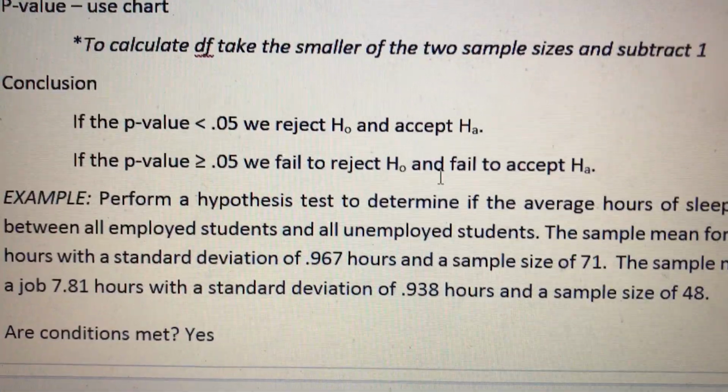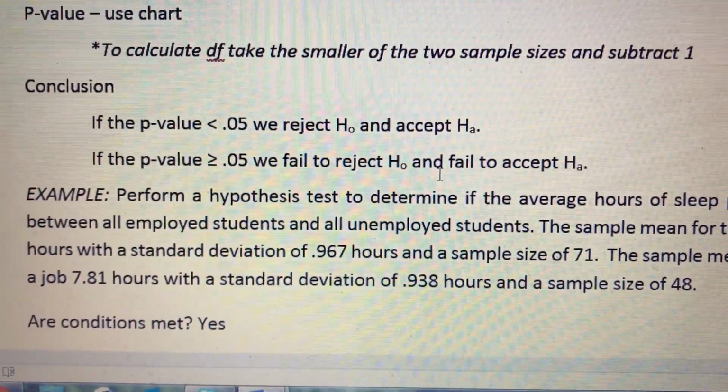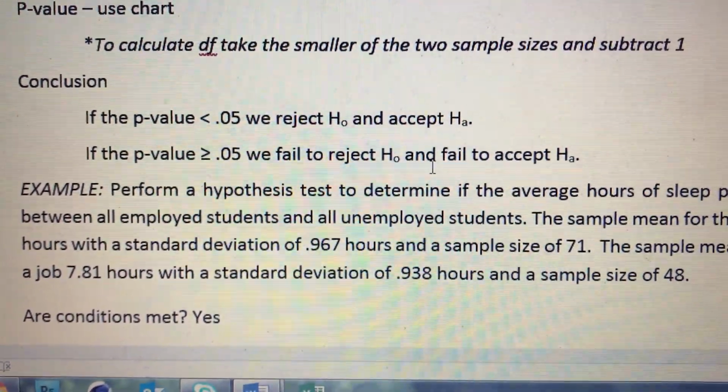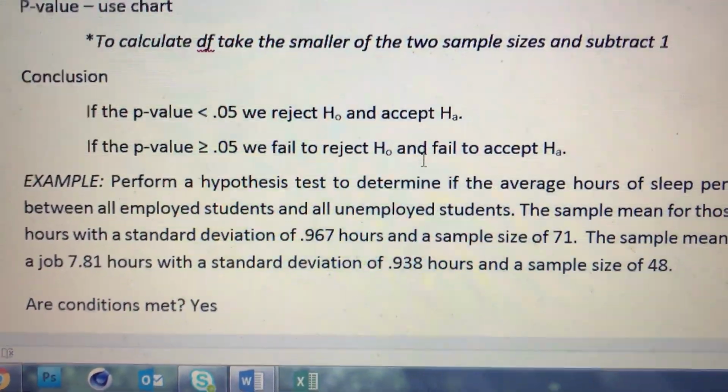Step 5, report your conclusion. This is always the same. Always compare your p-value to 0.05. If the p-value is less than 0.05, we reject the null and accept the alternative. If the p-value is greater than or equal to 0.05, we fail to reject the null and we fail to accept the alternative.